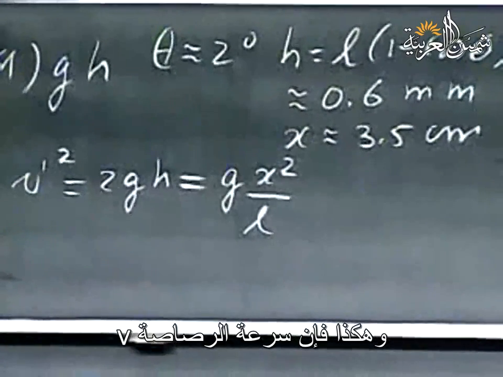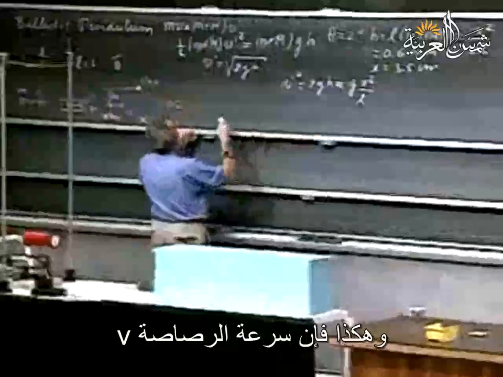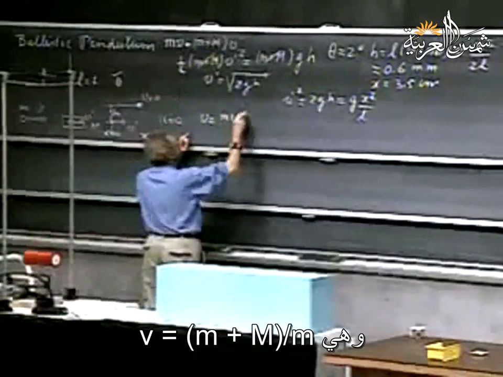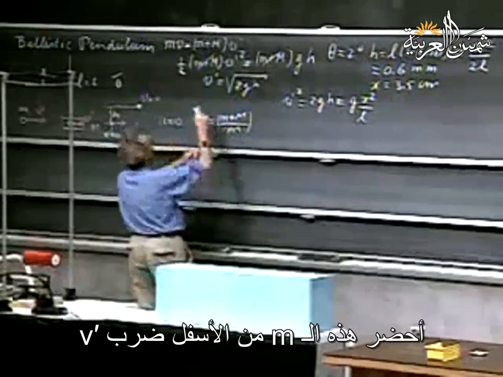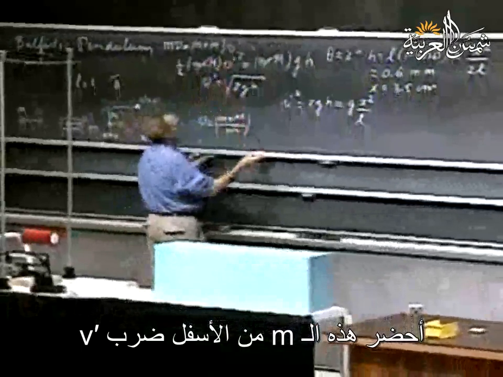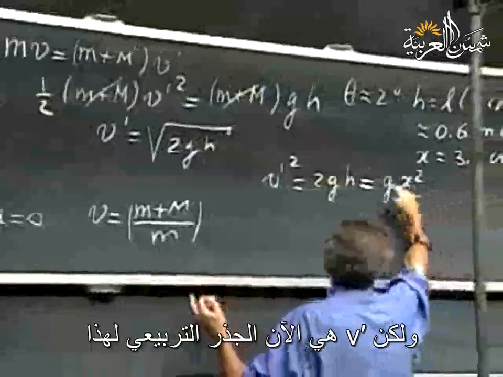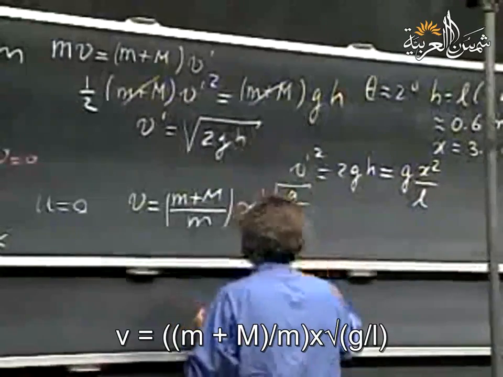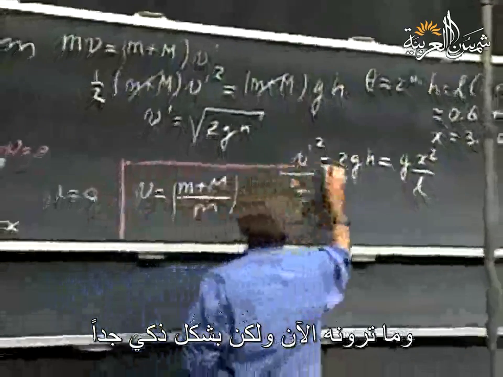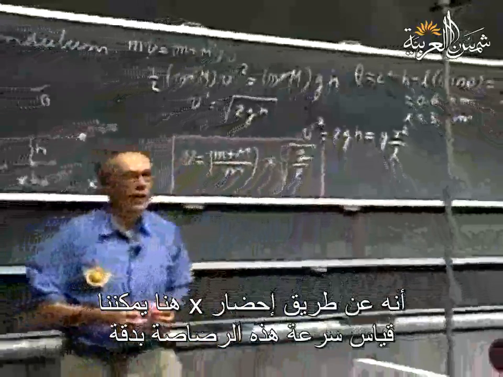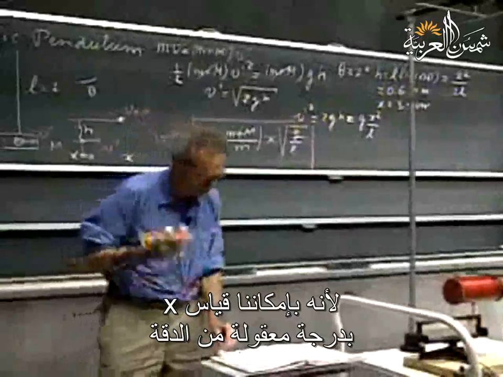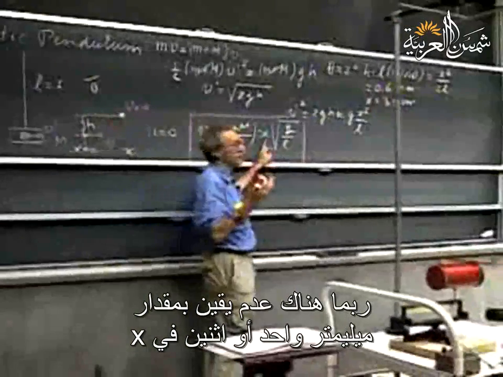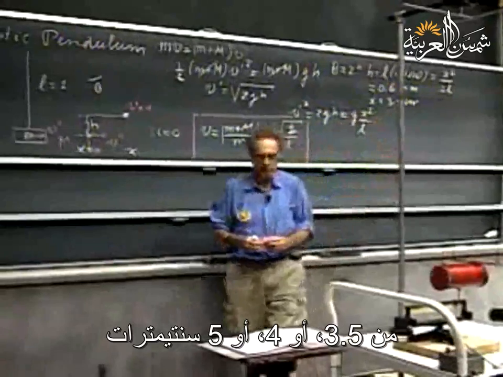And so the velocity of the bullet, v, which is (M plus m) divided by m, I bring the m down there, times v prime, but v prime is now the square root of this, so I get an x here times the square root of g over L. And what you see now, that in a very clever way, by getting x in here, we can now do a quite accurate measurement of the speed of this bullet, because we can measure x with a fair accuracy. Maybe an uncertainty of only 1 or 2 millimeters in x out of the 3.5 or 4 or 5 centimeters.